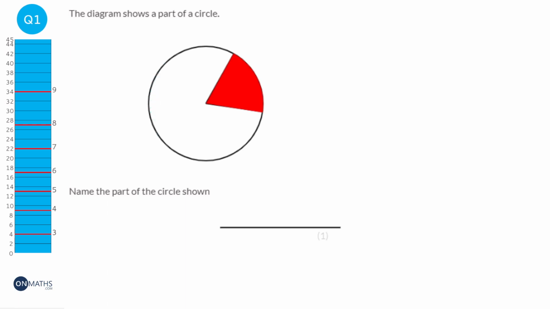Then if you've got a line across the circle going through the centre, that's a diameter. If you've got a line just going to the centre, then that's called a radius. If you've got a line that touches the circle at just one point, like that, that's a tangent. But in this case, we have a sector.